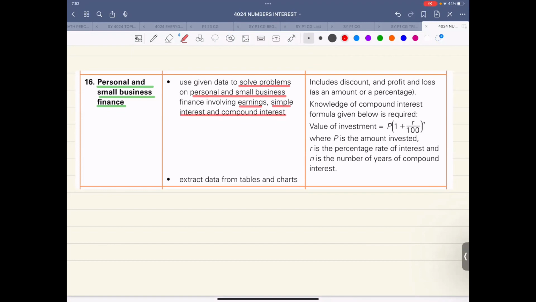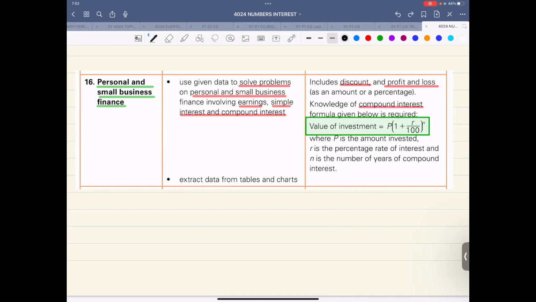Now, what does it include? It includes discount, profit and loss. Knowledge of the compound interest formula given below is required. Now, this is the formula that we need. The value of investment equals P times (1 plus R over 100) raised to the power N. So this is P.